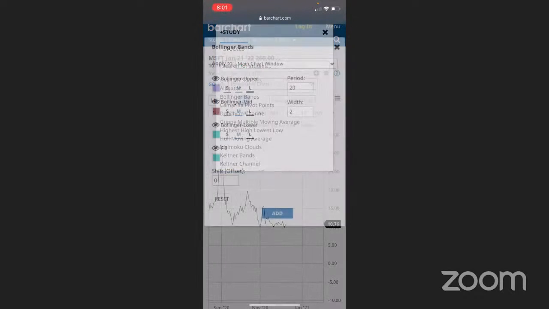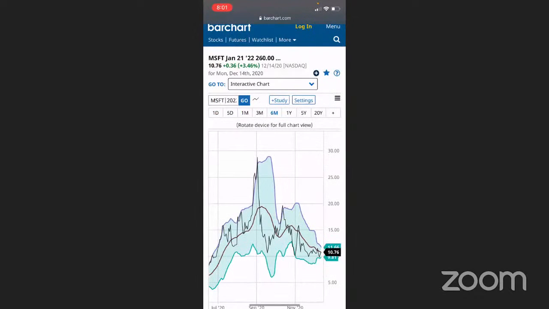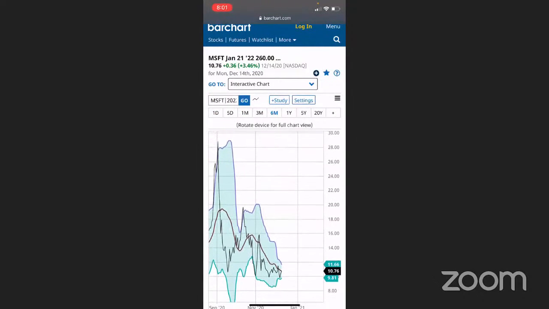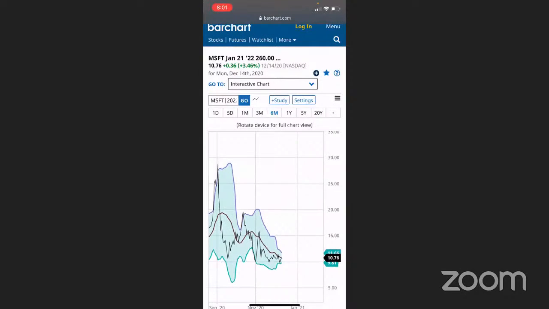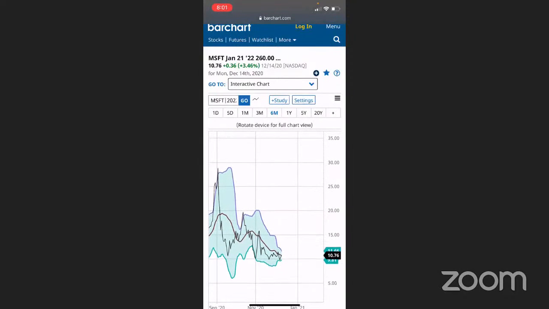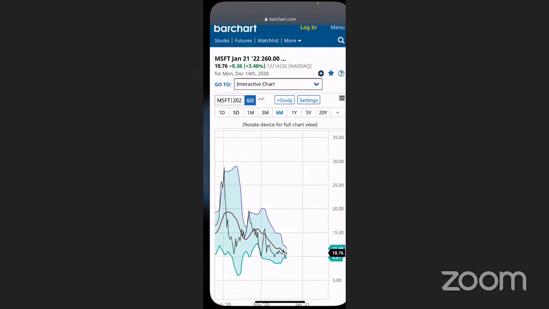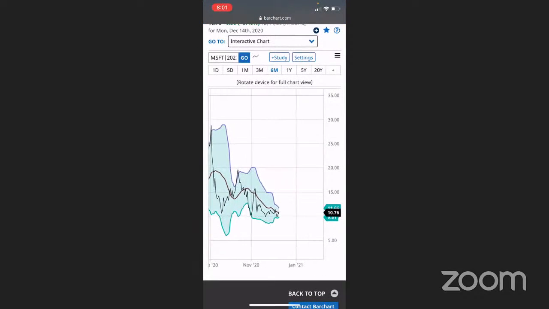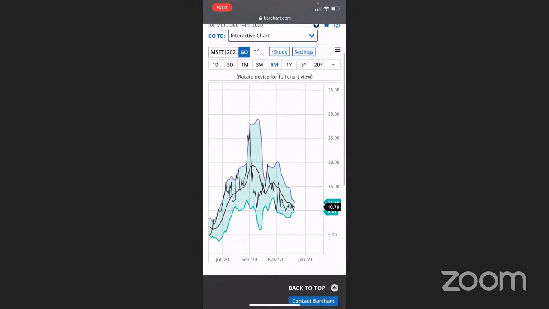And say if we put the Bollinger Bands on there, it's trading near the bottom of the bands. So you can kind of see this option has been in a downtrend. So we could expect into 2021, Microsoft has strong seasonality in January for a bounce. So this might be something worth looking into.